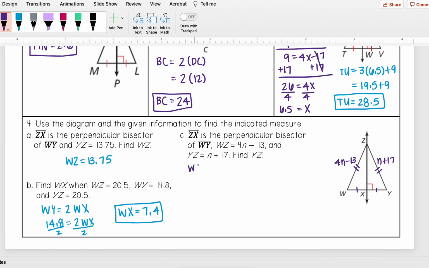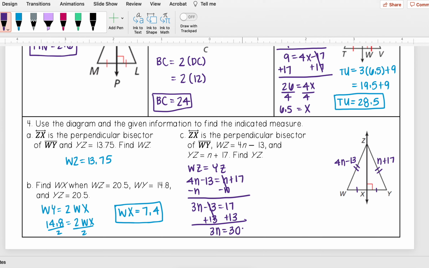So WZ is equal to YZ. And so I need to solve 4n minus 13 is equal to n plus 17. So I'm going to first subtract n from both sides. And I get 3n minus 13 is equal to 17. Then I'll add 13. And I get 3n is equal to 30. And then divide both sides by 3, and I get that n is equal to 10.